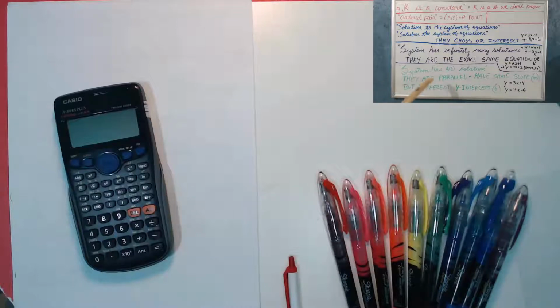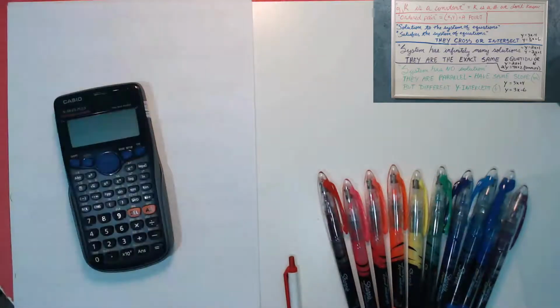If you see system has no solution, it means they're parallel. They have the same slope, which is the m, but different y-intercepts. The b is different. So it would look like this: y equals 3x, and this part could be anything. The number in front of the x has to be the same, that's the m, and the b, the y-intercept, has to be different. We're going to go over this a lot, so don't waste time writing it down right now. Just look at it while we go over this.